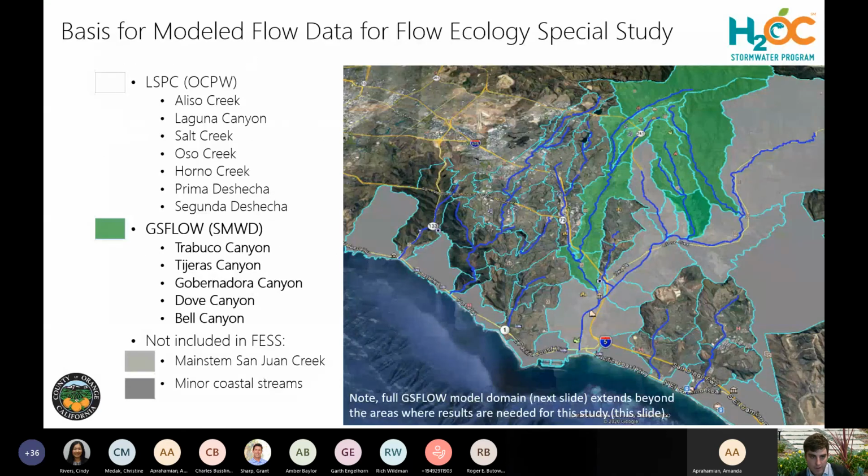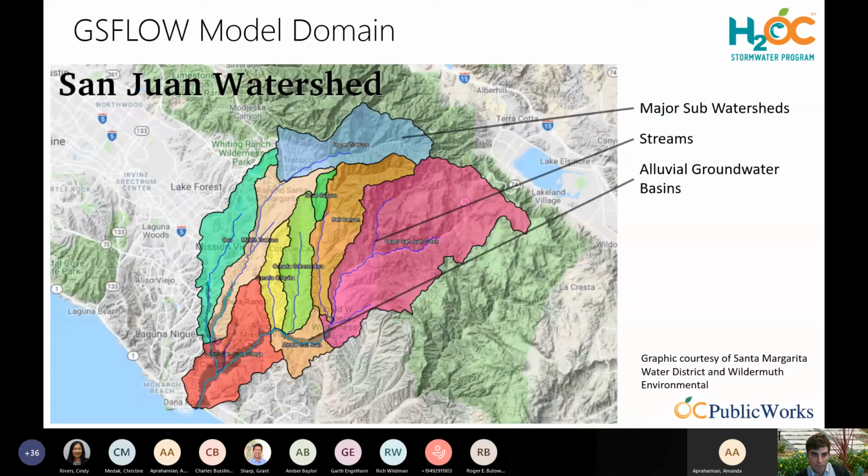And so this is just another depiction of how we've divided up the domain. And so the green you see here are the reaches of primary interest where the flows out of the GSFLOW model are being used to drive. And I'll note that the GSFLOW model obviously extends outside of these areas, but these are the areas of interest for this study. So this is the total domain of the GSFLOW model. And it's the San Juan Creek watershed, nothing different than that.